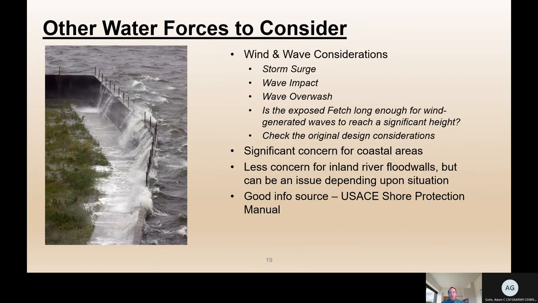And another water force to consider is wind and wave, and that's storm surge, wave impact, and overwash. And the exposed fetch needs to be long enough to generate waves. So obviously in coastal areas, there's no limit to the fetch. You can get very large waves, very powerful waves. For inland flood walls, the story is different. You need to have an understanding of how high those waves can actually get. There may not be enough fetch to develop a significant wave height. So the Corps' Shore Protection Manual is the Bible for developing those wave loads.